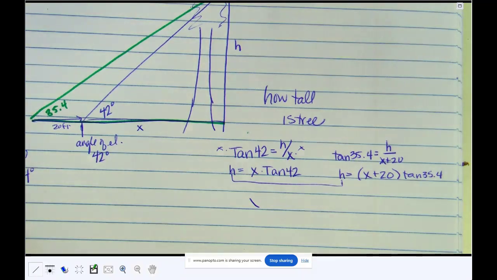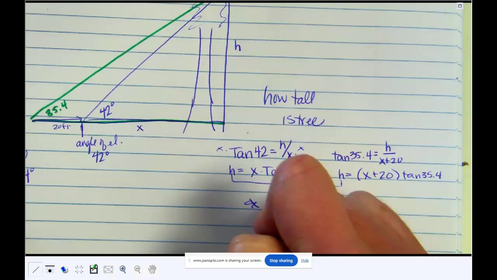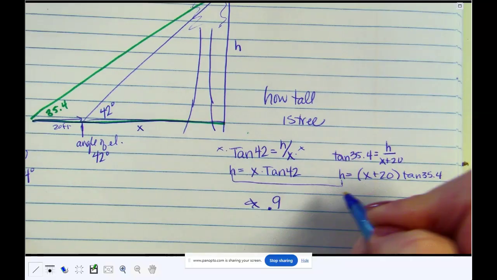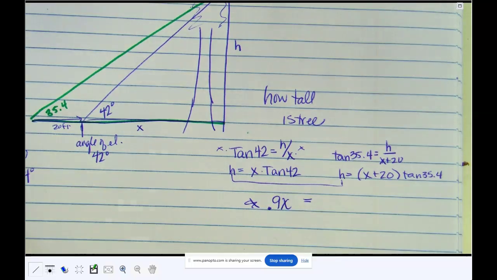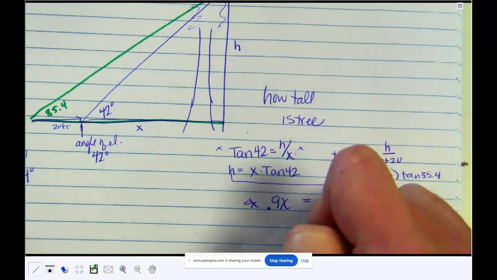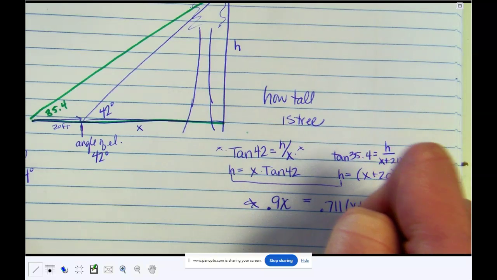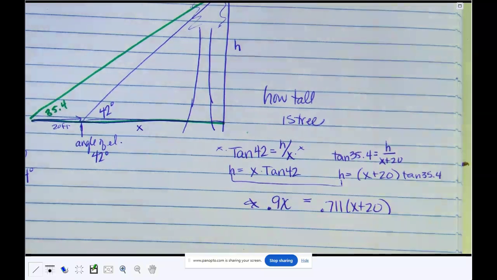So I'm going to turn tangent 42 into a decimal because I don't want to deal with anything else. This is 0.900 times x equals tangent of 35.4, which is 0.711, times x plus 20. Now I've gotten rid of all the tangents, and this is a linear equation.